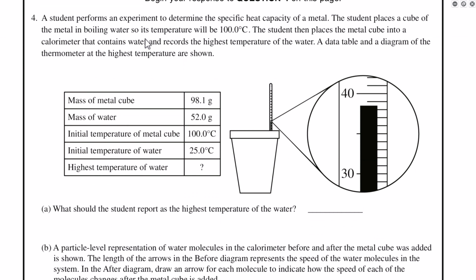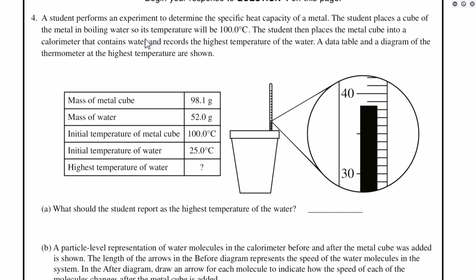Student performs an experiment to determine the specific heat capacity of a metal. Student places a cube of metal in boiling water, so its temperature will be 100 degrees Celsius. The student places the metal cube into a calorimeter that contains water and records the highest temperature of the water, a data table, and a diagram of the thermometer at the highest temperature shown.